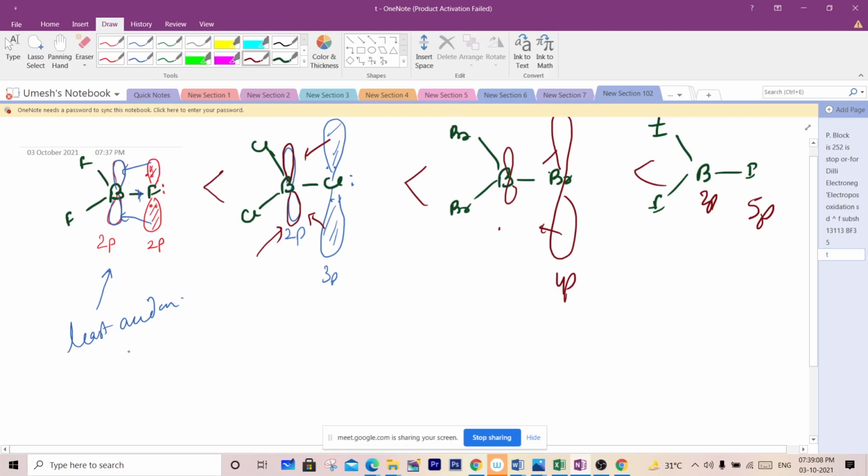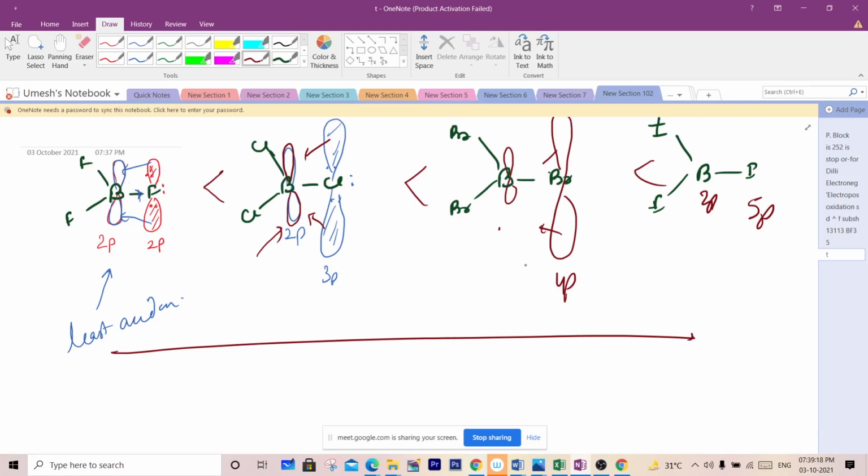And that is why, as we move from left to right, from fluorine, chlorine, bromine, iodine, the size goes on increasing, effective back bonding decreases. And that is why the acidic character goes on increasing.